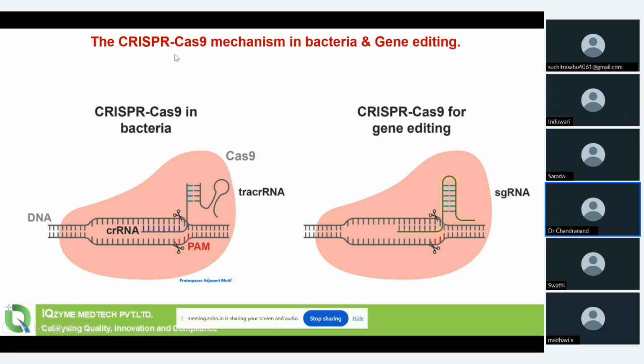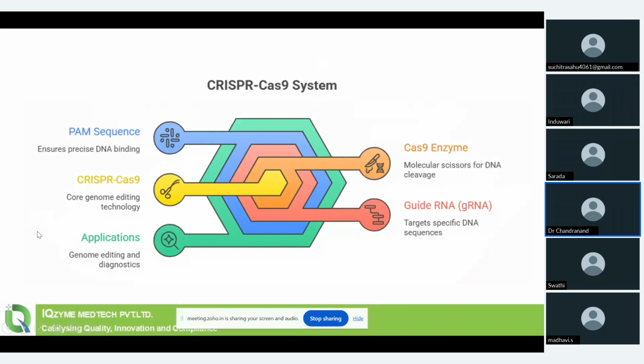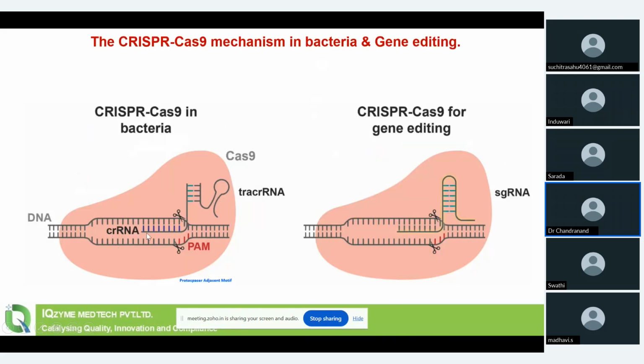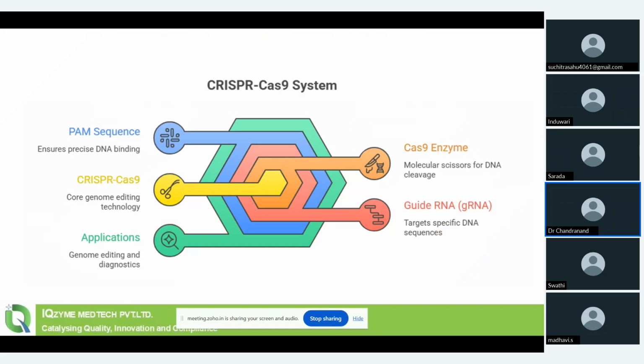As I mentioned earlier, the CRISPR-Cas9 mechanism in bacteria and the gene editing. These are the components. There will be a DNA sequence, and there will be a CRISPR RNA to which the PAM will attach, and then the cutting will take place, in which the transcribed tracr RNA and the Cas enzyme act together. So these are the important components that are required to complete the CRISPR-Cas9 ecosystem. We need to have the PAM sequence. There is an enzyme, there is a guide RNA, and there is a CRISPR-Cas9 editing that happens.